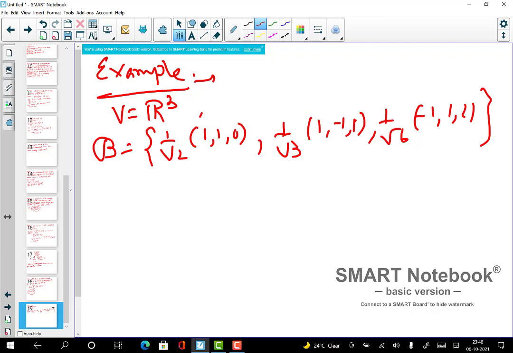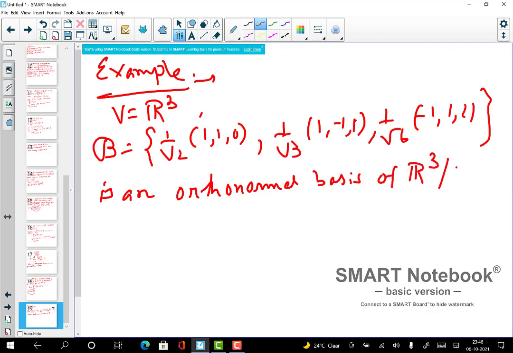So this is obviously also a basis, and this is also orthonormal. So this is an orthonormal basis of R3 over R, obviously. Okay.